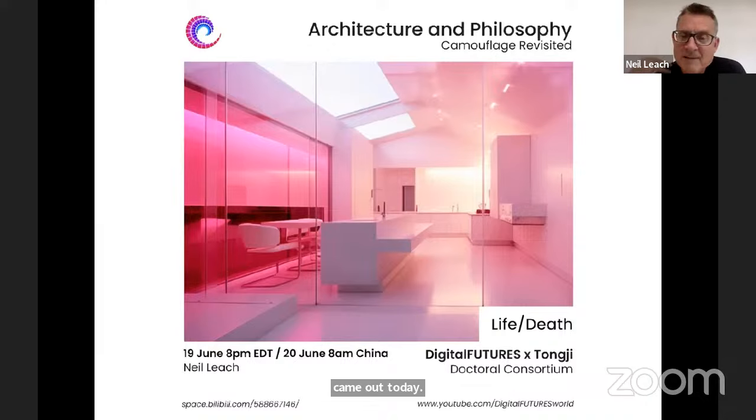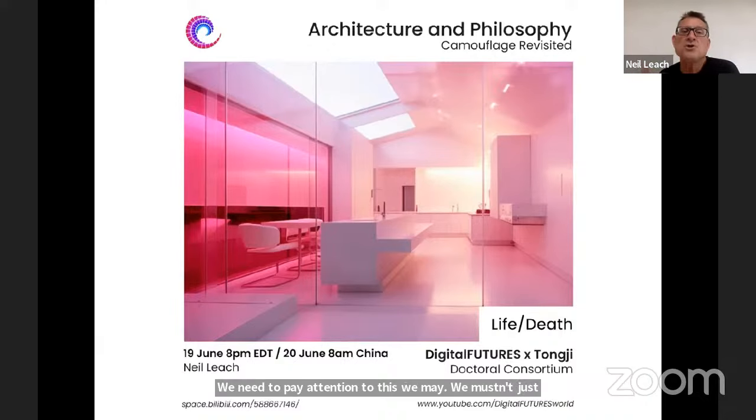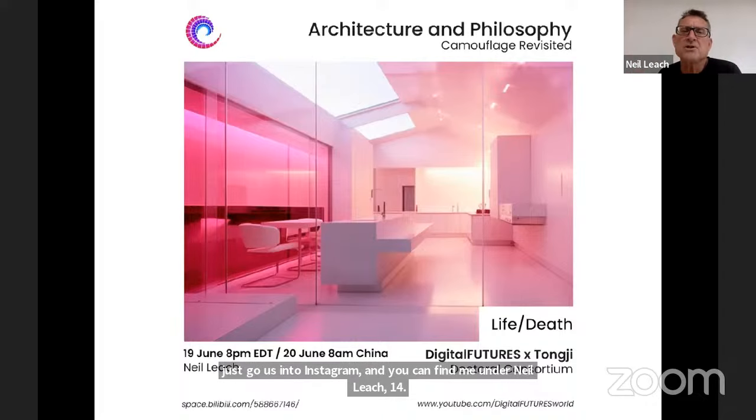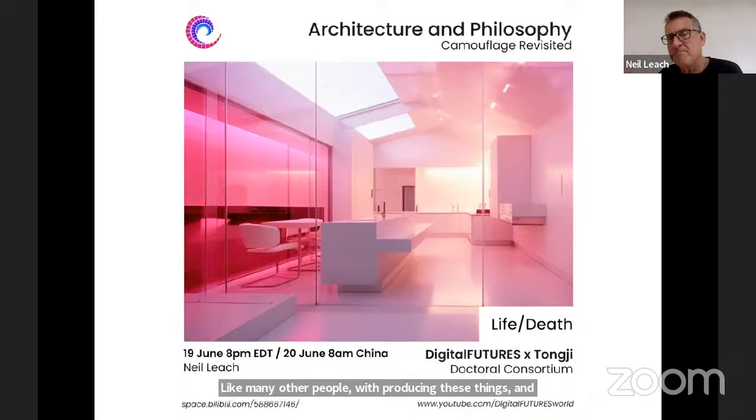We mustn't just be caught up in the world of Midjourney, interesting as these images are. And this is an image from Midjourney. If you want to find out more, just go into Instagram and you can find me under Neil Leach 14. Like many other people, we're producing these things and they are simply astonishing. But these are just glimpses of the potential of what AI is going to do in the future.